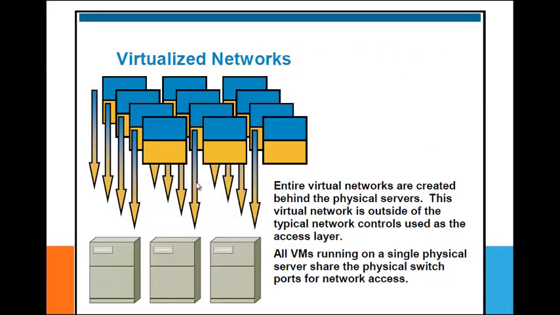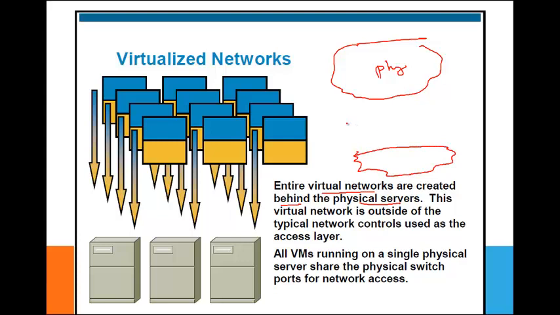Now, virtualized networks. Entire virtual networks are created behind the physical server. This is what I was explaining sometime before in the beginning of this class. That's the problem. So let's say this is the physical network, and here is a virtual network. In between comes the physical hardware box, the host. So this physical network has no visibility to this VM network. The virtual networks are created behind the physical server.